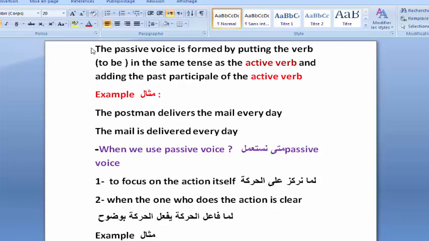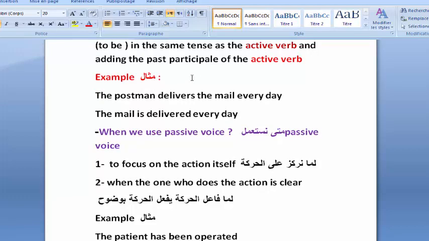So the passive voice is formed by putting the verb to be in the same tense as the active verb and adding the past participle of the active verb. يعني the passive voice تكون من verb to be in the same tense as the active verb and adding the past participle. يعني to be يكون مثل الverb تاع الactive form and adding the past participle. يعني past participle تاع الverb اللي راه في الactive verb.